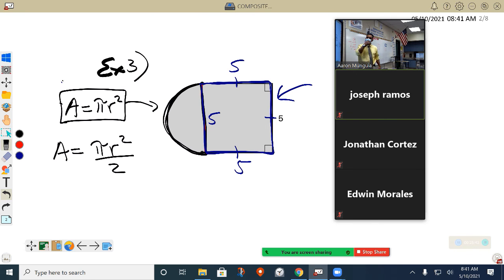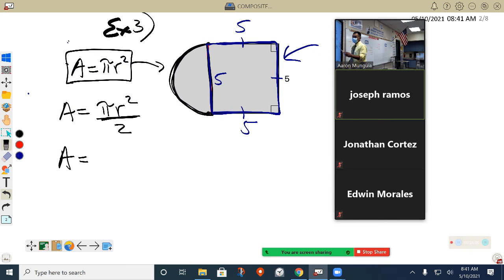Think of the logic. Again, we're Homo sapiens. We're human beings. We have logic. I don't see a whole circle there of area. I see a half a circle. That's why I'm taking the formula and I'm chopping that puppy in half. Let's rock and roll. Question so far.